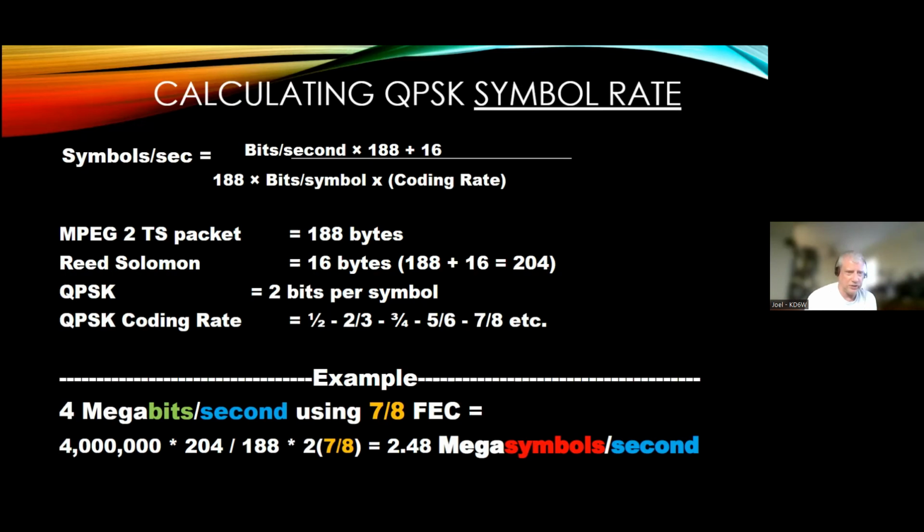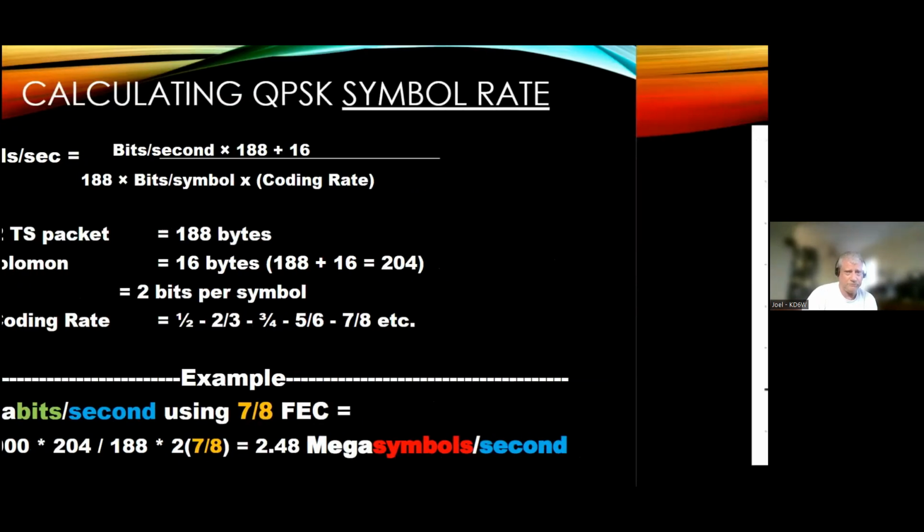So let's use, in our example, we had a 4 megabit per second using 7/8, so the least amount of forward error correction. Do some math. At the end of the day, it turns into 2.48 megasymbols per second. Okay, that's great. But now we want to know how wide it is. Well, we have to do one more thing. We can't just use megasymbols.